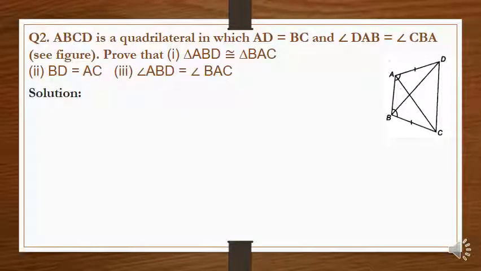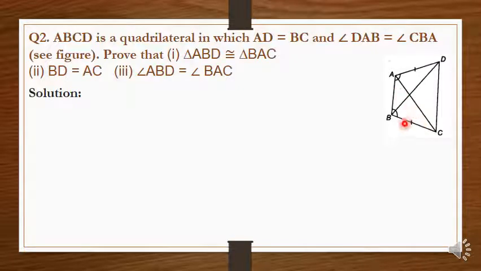Question number 2 says, ABCD is a quadrilateral in which AD is equal to BC. So here is a quadrilateral where AD is given equal to BC. And angle DAB is equal to angle CBA. Angle DAB is right over here. This full angle is equal to CBA, this full angle. Prove that triangle ABD is congruent to triangle BAC. Triangle ABD, this triangle is congruent to BAC, this.